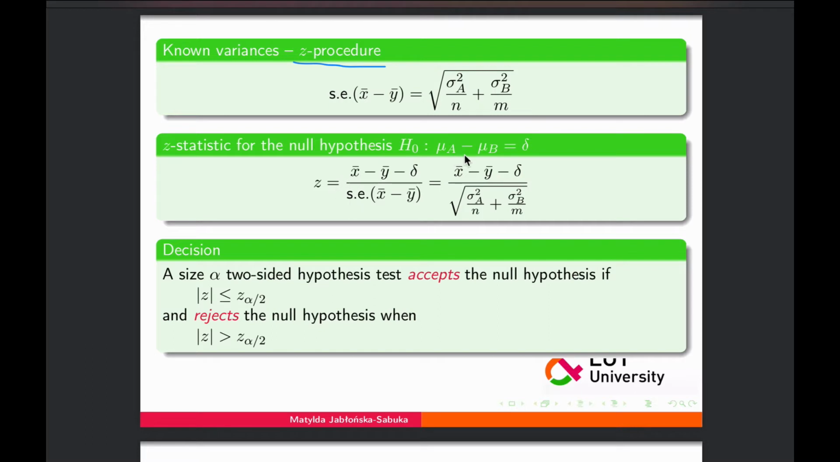So if we test for the difference of the two population means equal to a specific value of delta, then the Z statistic is the difference between those sample means minus that delta value, and then divided by the standard error.